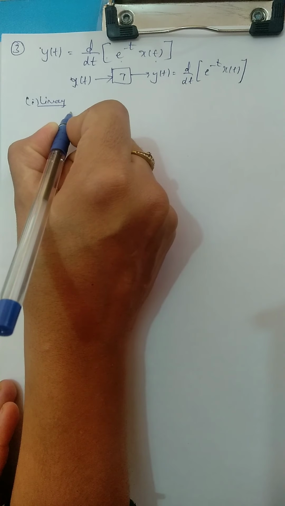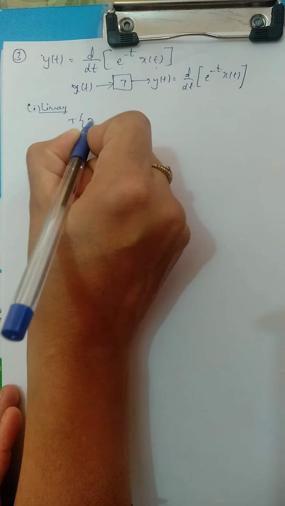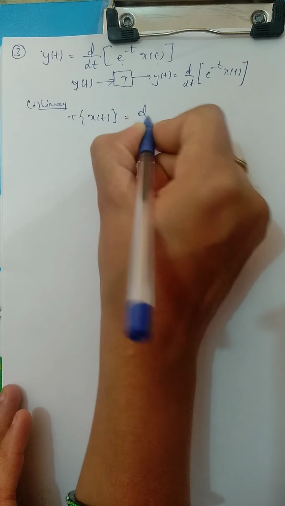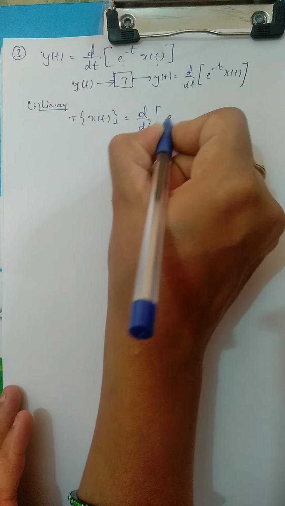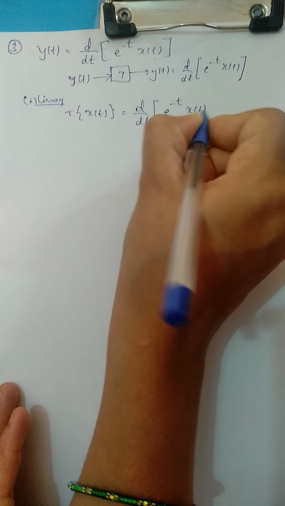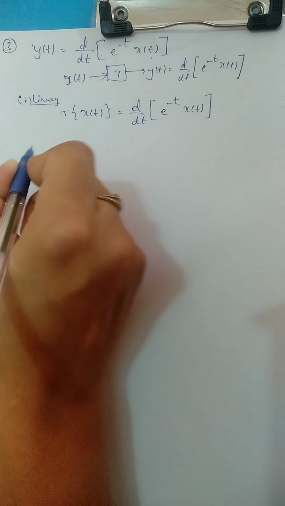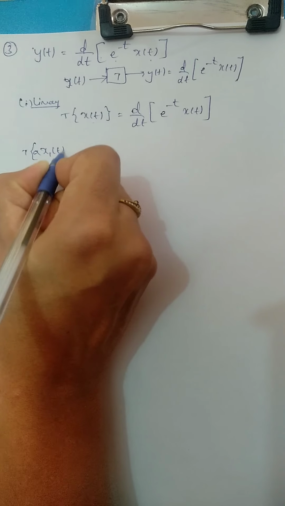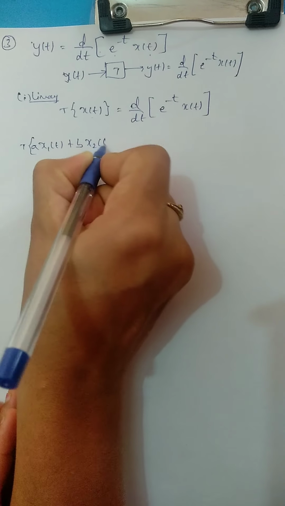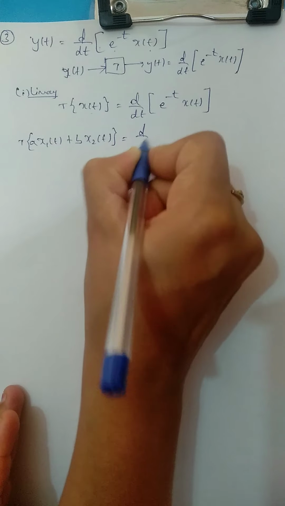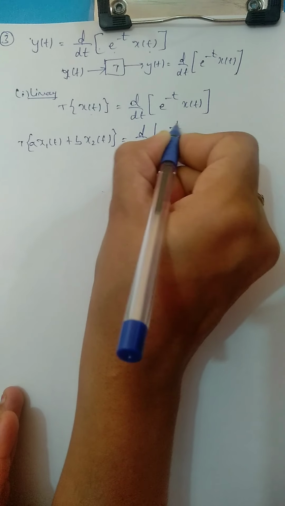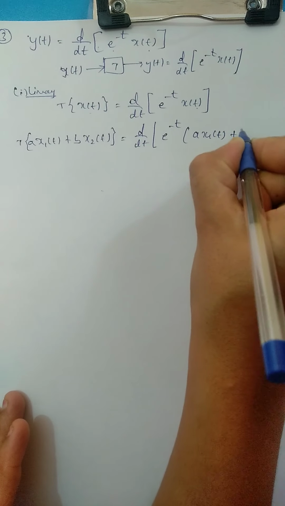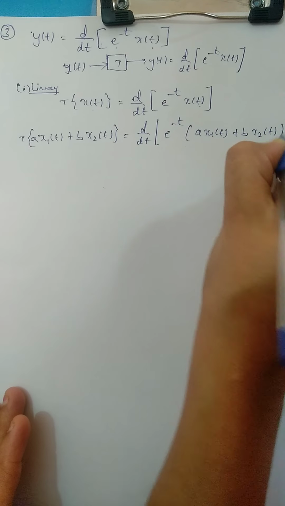For that, consider T[x(t)] = d/dt of e^(-t) x(t). In the place of x(t), we need to replace a x1(t) + b x2(t). Here also e^(-t), in the place of x(t) I am replacing a x1(t) + b x2(t).